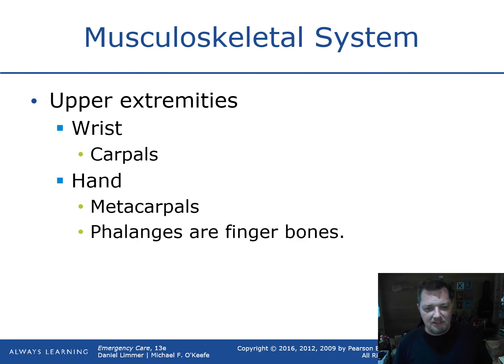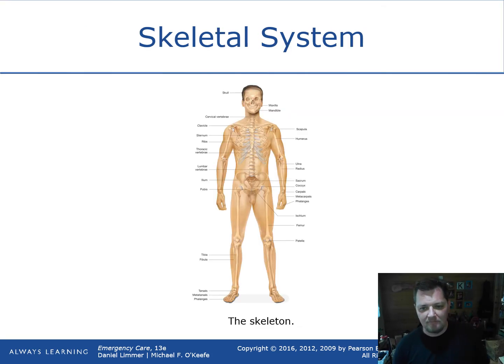Okay, at the wrist you've got your carpals. So if you look here, all of this right here is technically the wrist. So you've got carpals in here, and then in your hand, all of this right here on the palm of your hand, at the back of your hand before you hit the fingers, is your metacarpals, and then you go into your phalanges, which are your finger bones. Okay, this is just a visual representation of the skeleton.